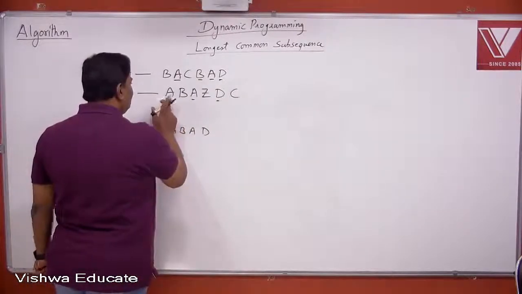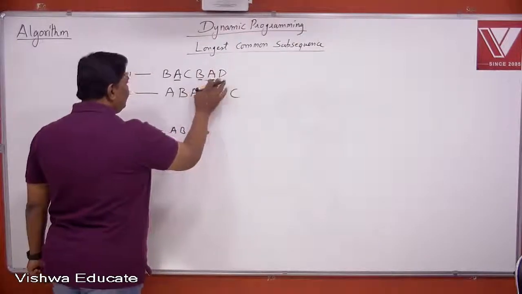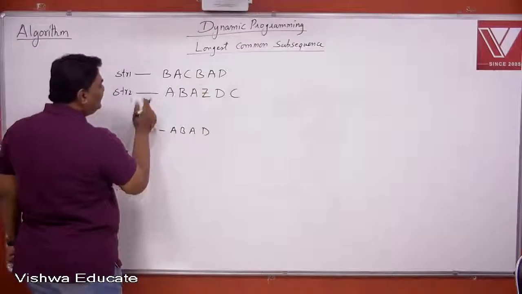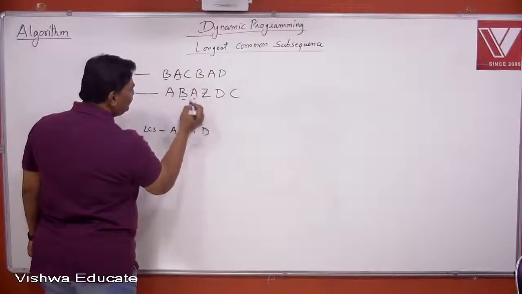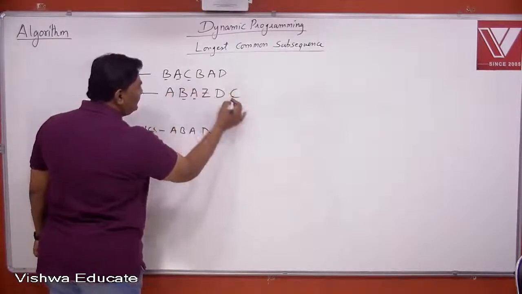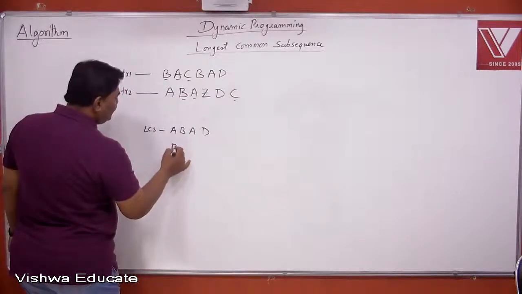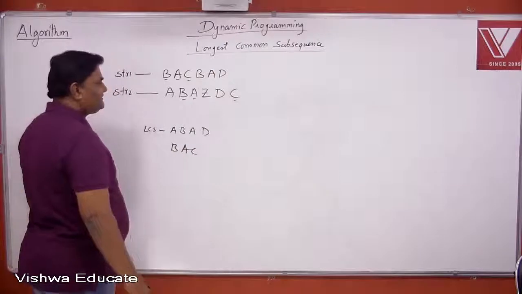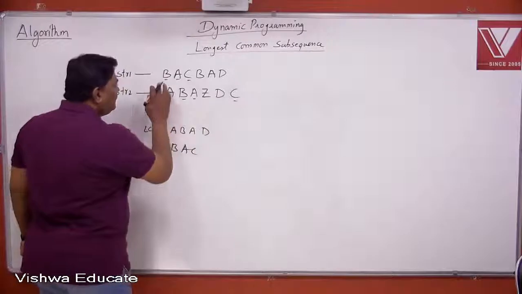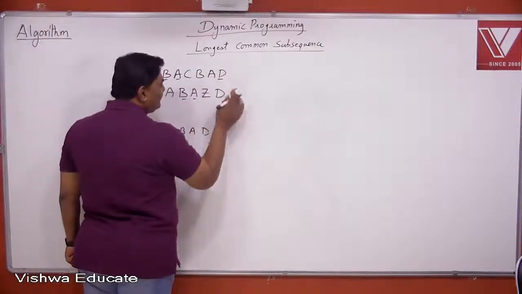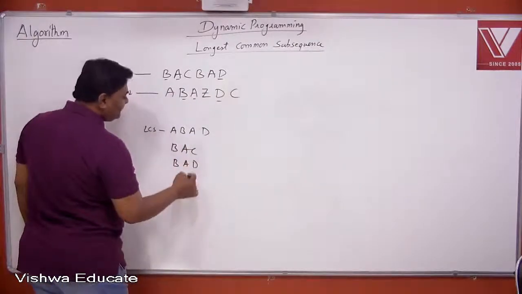Right? So let us check whether there are any other common sequences or not. I'll start from here first. B, yeah, B is there. Then A is there. Then C, yes, C is there. That's all. So B, A, C is also one sequence. Then B, A, D is there. So B, A, D is also one sequence.